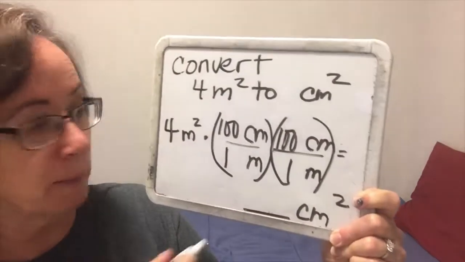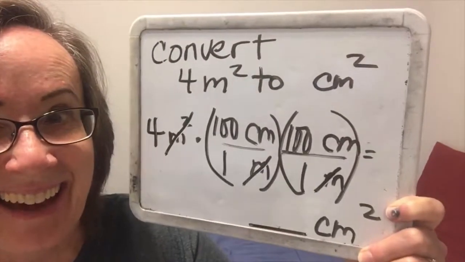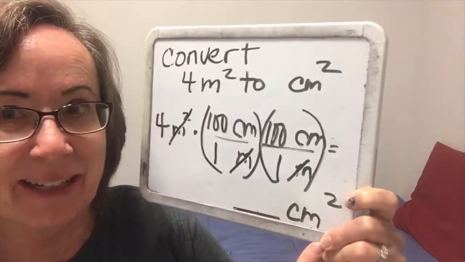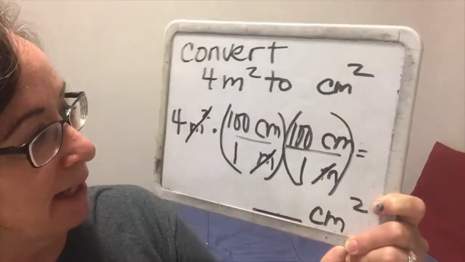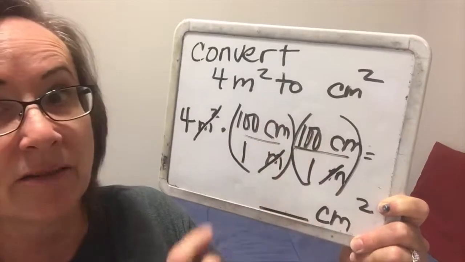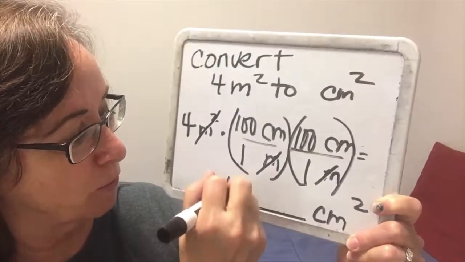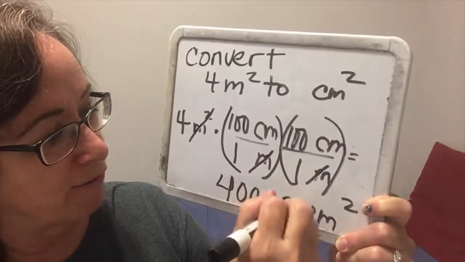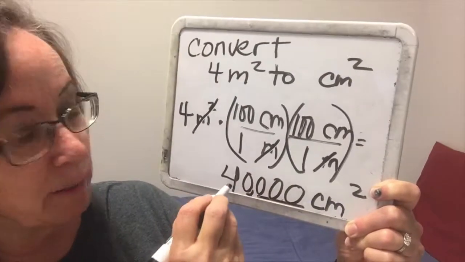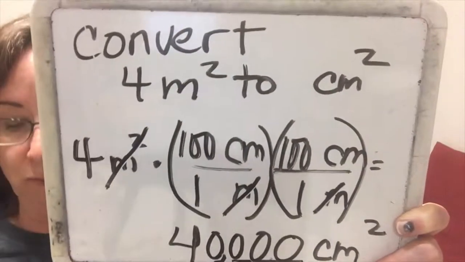So now when I multiply, the meters squared and the meters cancel out, and I'm left with centimeters times centimeters, or square centimeters. So I get my units right, and then I go back. 4 times 100 times 100. Well, 100 times 100 has 4 zeros, doesn't it? So 4 with 4 zeros. 4, 1, 2, 3, 4. Let's read it: 1, 2, 3, comma. So that's going to be 40,000 centimeters squared. And there's the work for that one.